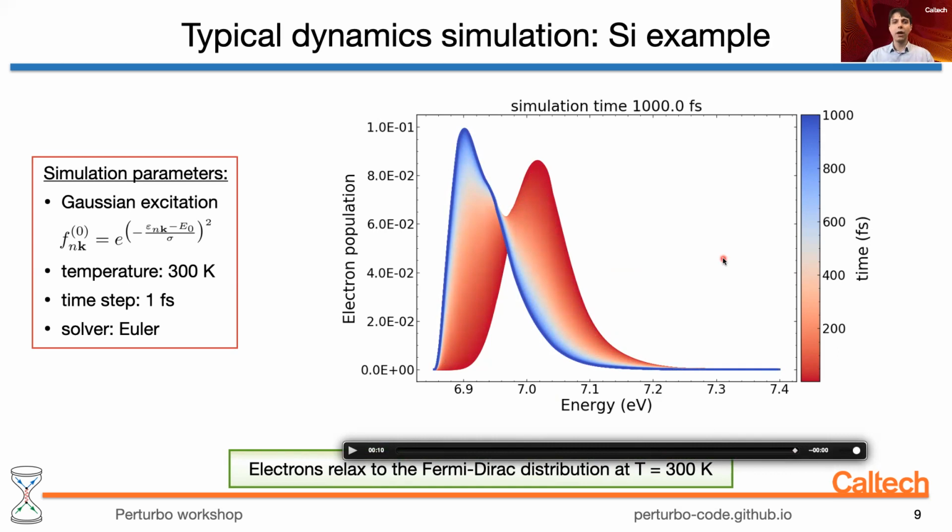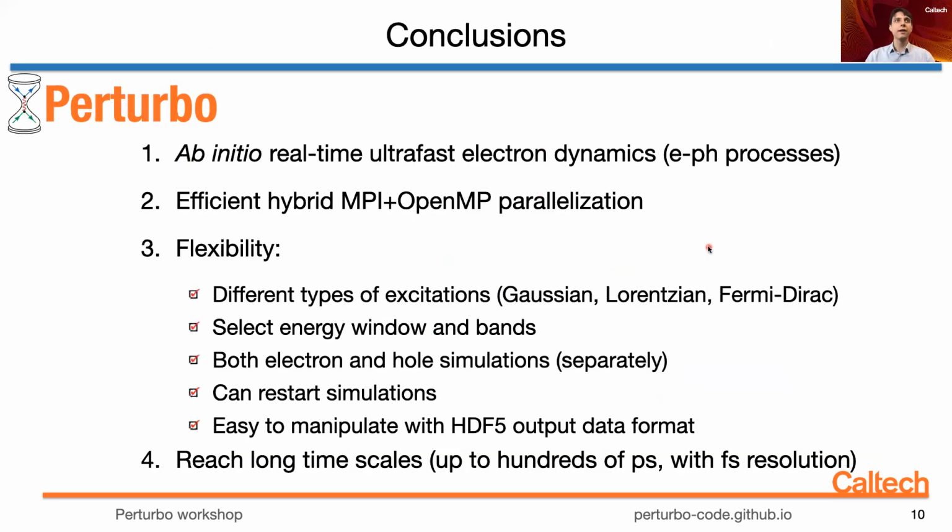Okay, so now I would like to come to conclusions. I would like to say that in Perturbo, it's possible to perform the ab initio real-time ultrafast electron dynamics for the electron-phonon scattering processes. It adopts the efficient hybrid OpenMP and MPI parallelization. And the real-time simulations are very flexible in the sense that you can excite your system in many different ways.